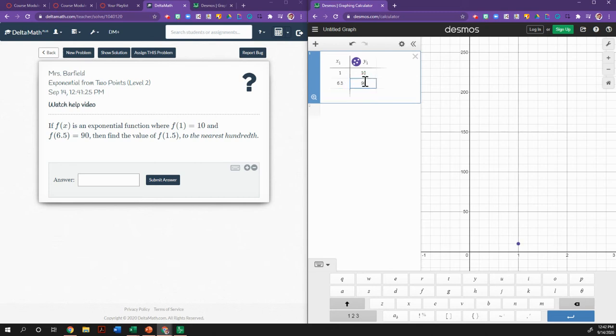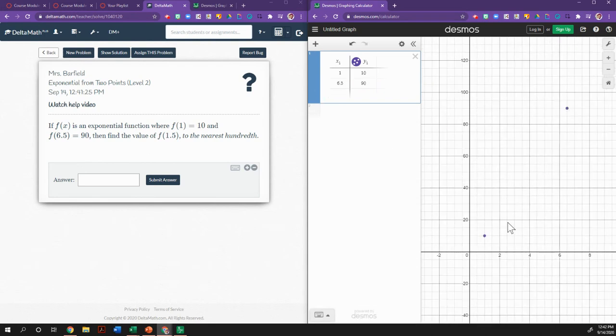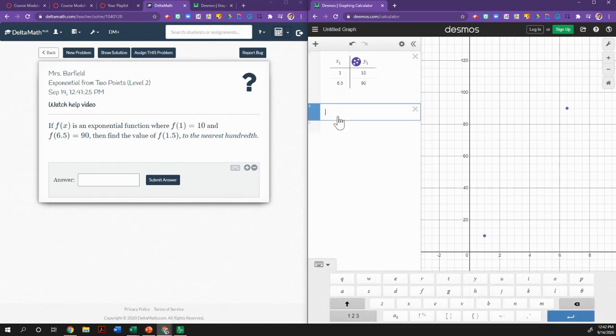I'm going to hit that zoom fit again, so there's my 2 points. It says then find the value of f of 1.5. Well, I can't do anything with that yet. I've got to get the equation first. So y1 tilde a b shift 6 exponent x1. Now there's my function.